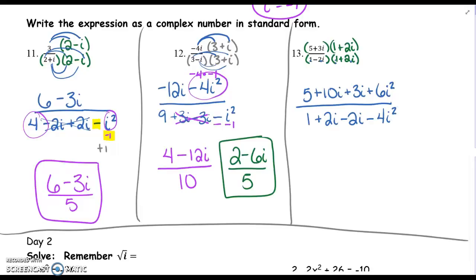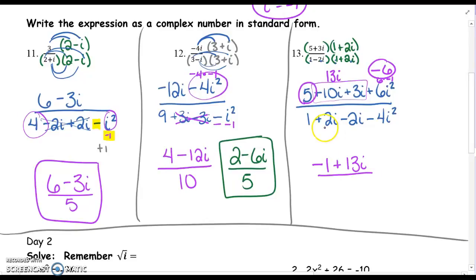Now let's start simplifying. The 10i plus the 3i will combine to 13i. You guys can't really read that up there. That's really weird the way it projects. 13i. Does that look better? Yes. 6i squared is 6 times negative 1, and 6 times negative 1 is negative 6. So we have 5 and negative 6, which would be negative 1, and 13i. So that's our numerator, negative 1 plus 13i.